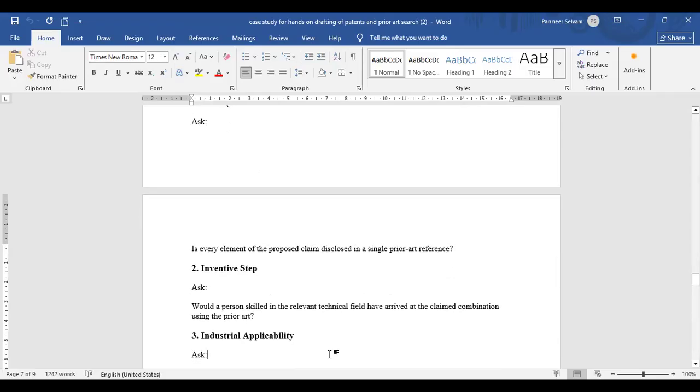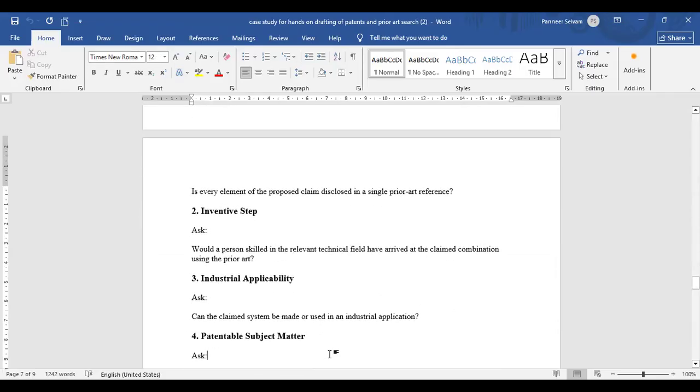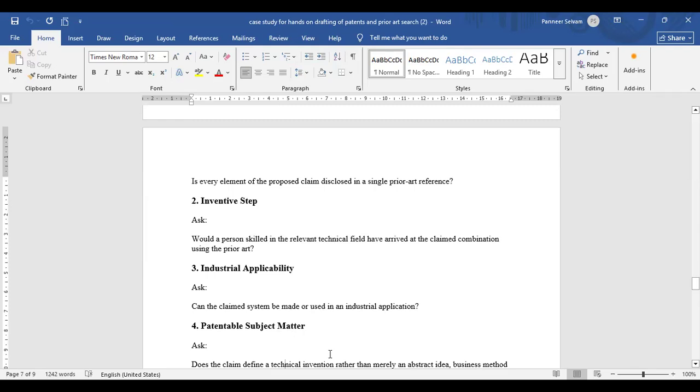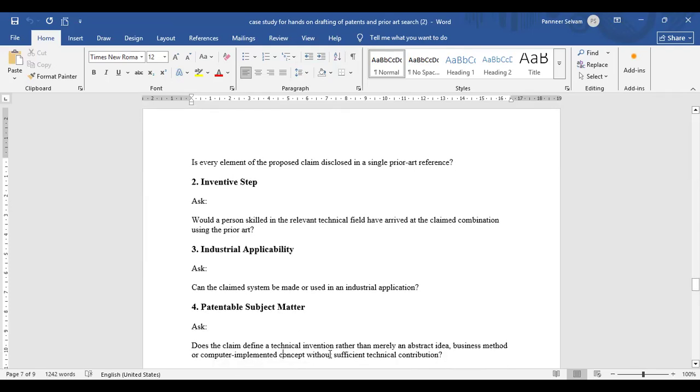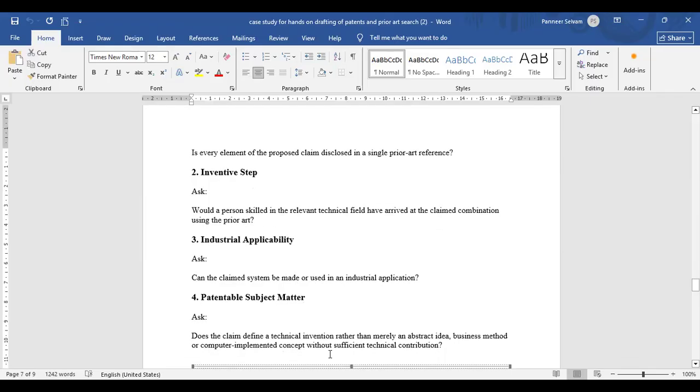The third consideration is industrial applicability. Can the claimed system actually be made or used in an industrial application? Finally, we must consider patentable subject matter and whether the claim defines a technical invention rather than merely an abstract idea or a business concept without sufficient technical contribution.